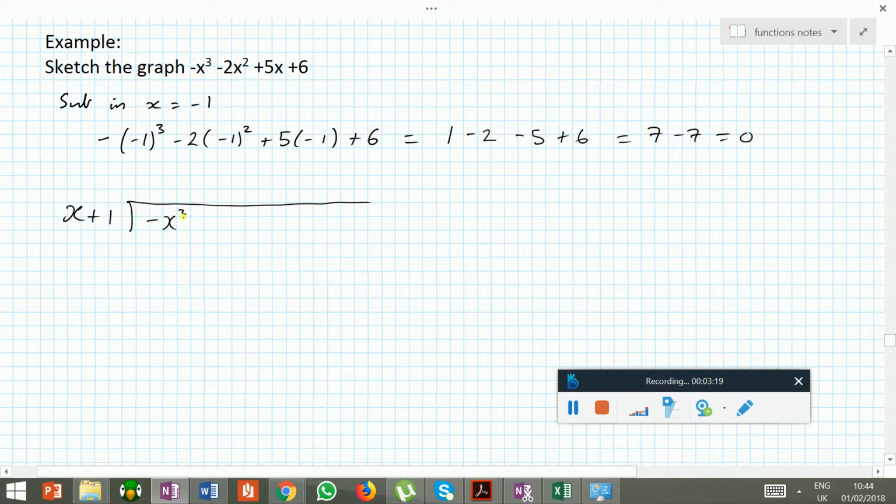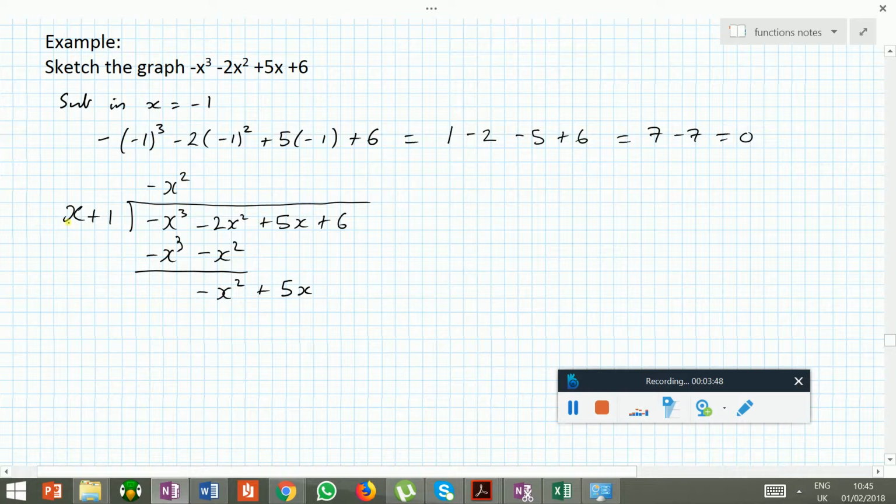Minus x cubed minus 2x squared plus 5x plus 6. What do I need to multiply that by to give me that? The answer is minus x squared. Minus x squared times plus 1 is minus x squared. In my head I change the sign, so you've got minus x cubed plus x cubed is a 0, minus 2x squared plus x squared is minus x squared. I take my first plus 5x down. What do I need to multiply that by to give me that? The answer is minus x.